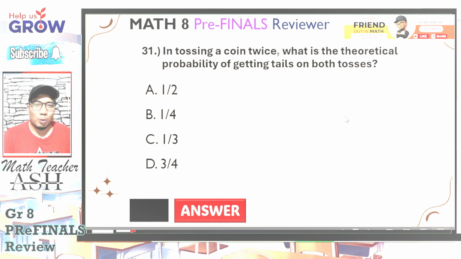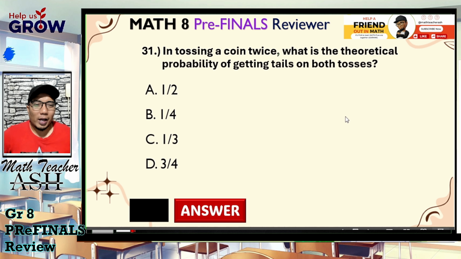Question number 31. In tossing a coin twice, what is the theoretical probability of getting tails on both tosses? Is it A, 1/2, B, 1/4, C, 1/3, or D, 3/4? I'll give you 5 seconds to think about your answer.